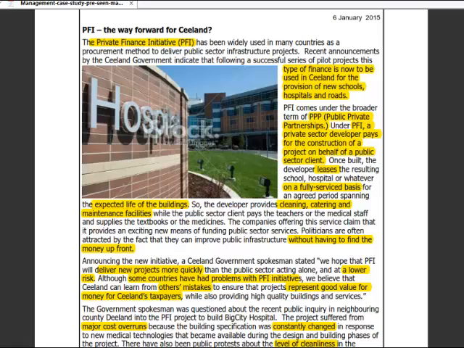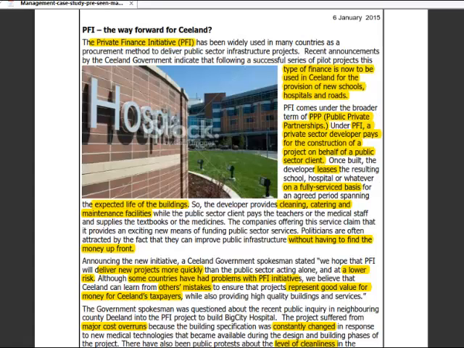And in this case, under PFI, the private sector developer pays for the construction of a project on behalf of the public sector client, and once it's built, the developer leases the resulting school or hospital or road on a fully serviced basis for the expected life of the buildings. So the developer provides cleaning, catering and maintenance facilities. So this is a big change in the model, the business model of the construction business if you want to be in the public sector arena.